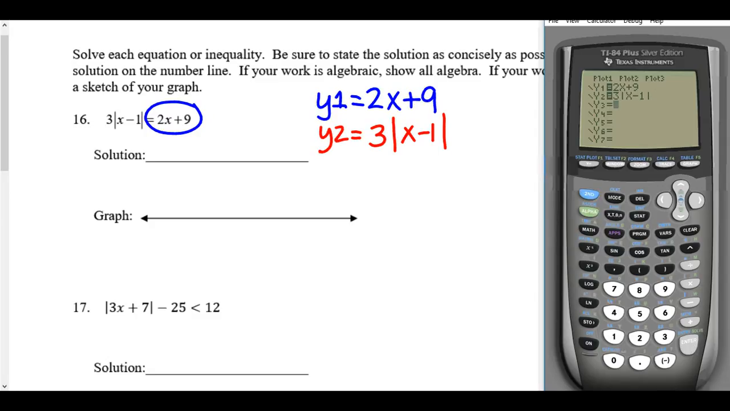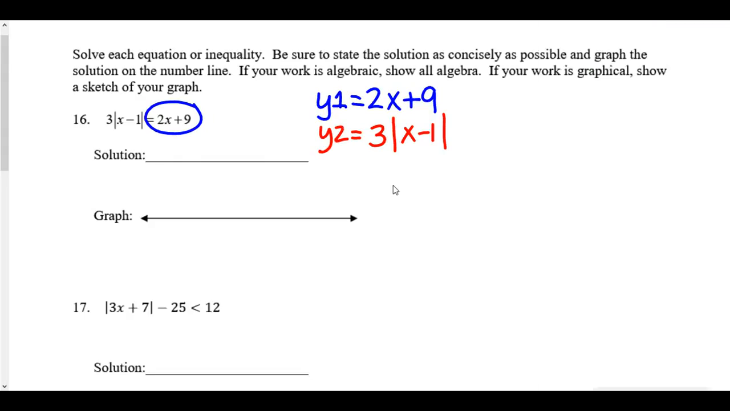Remember that if you're using this and you don't have the pretty print on your calculator, or you're running your app and it won't run the pretty print, the way you should write this is with the 3 on the outside, and then it will say ABS, and then we need to put this x minus 1 in parentheses. Wherever these symbols are, you need to have parentheses for those on your calculator.